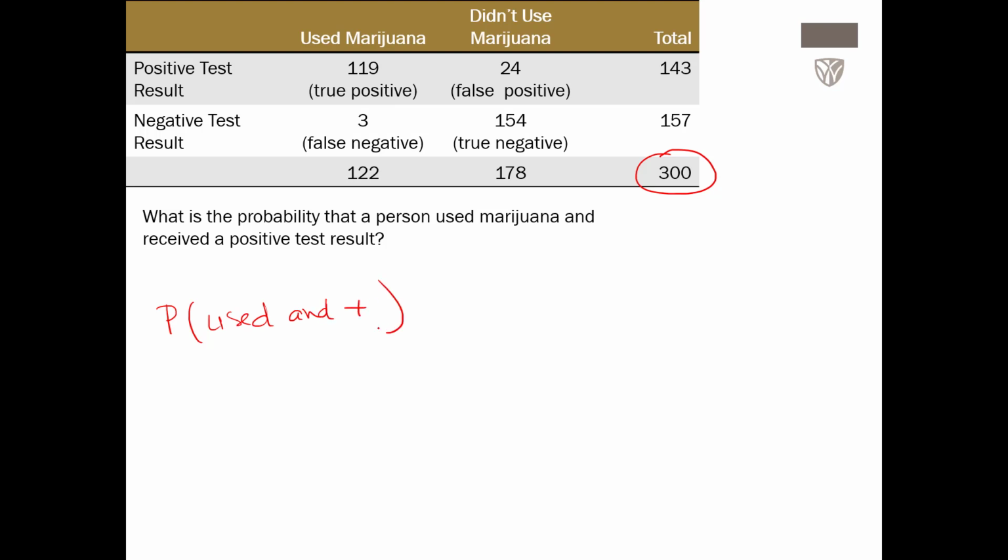Well, we can compute this directly. We have some probability rules, the law of multiplication, that would point us in the right direction, but when presented with a contingency table, the easiest way to solve these problems is just to use the table directly. Here we're asking about the number of individuals who both used the drug and got a positive test result, and that is this particular cell right here. Out of the 300, our denominator, there were 119 who both used the drug and received a positive test result. If we do that math, that comes out to be 0.397.